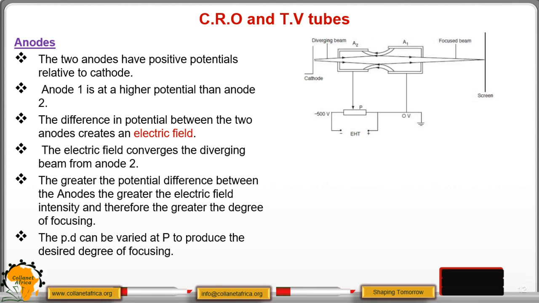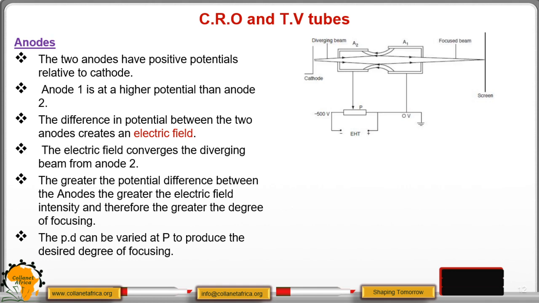And the direction of this electric field, as you are going to see, is from anode A1 to anode A2. That is the direction of the electric field. It converges, it brings together the electrons, or what we are calling the cathode rays, so they are able to focus them.